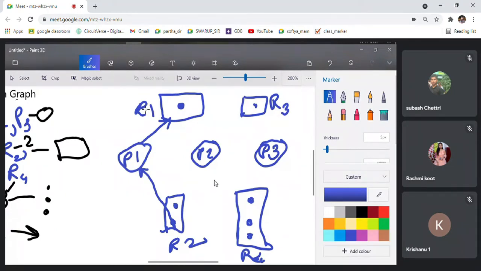Okay, so let's try one more. Let's say P2 is holding an instance of R1. Okay, P2 has R1. So see here, the arrow touches P2, that means P2 has resource R1. Now let us say P2 also has R2. So P2 is holding R1, and later P2 is also holding R2. That means P2 has two resources, R1 and R2. So now let us say P2 is waiting for R3.